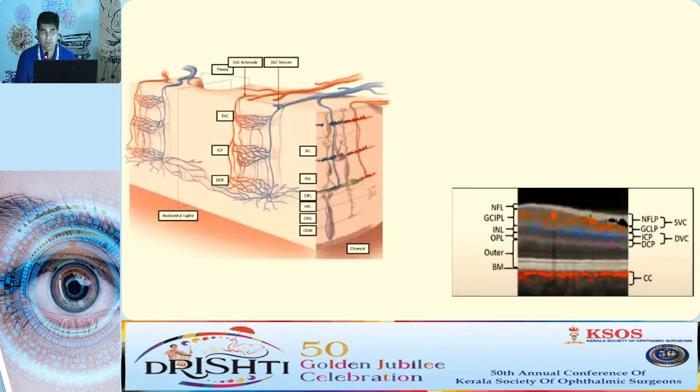As you know, we have three vascular complexes. One is the superficial vascular complex, which is seen between the nerve fiber layer and the ganglion cell IPL layer. Then we have the intermediate complex, which is seen between the ganglion cell IPL layer and the inner nuclear layer and the inner plexiform layer, and the deep vascular complex, which is seen between the inner nuclear layer and the outer plexiform layer.